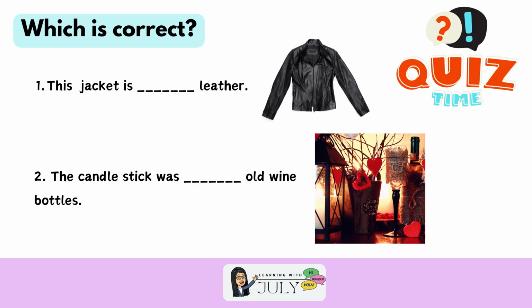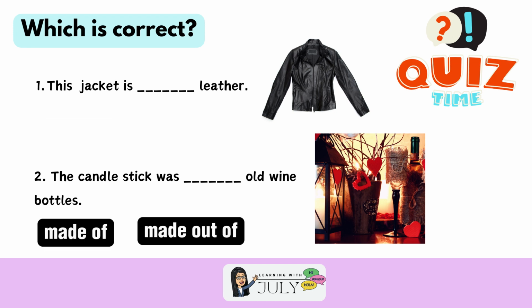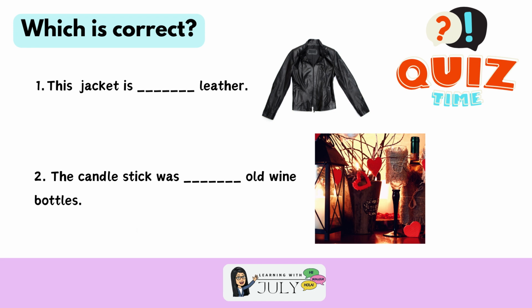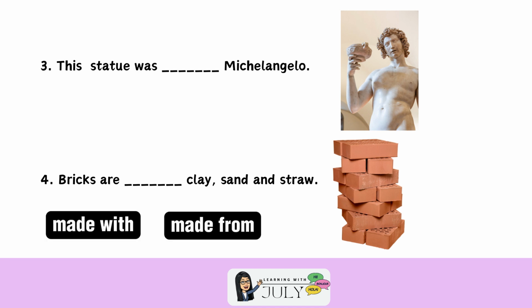Quiz time. Which is correct? 1. This jacket is leather. 2. The candlestick was old wine bottles. 3. This statue was Michelangelo. 4. Bricks are clay, sand, and straw.